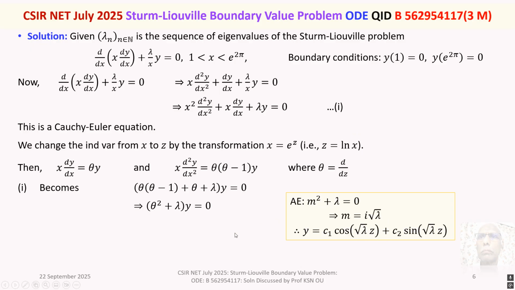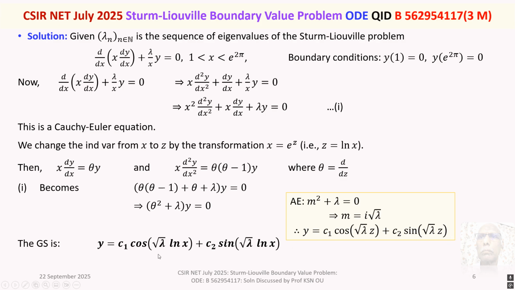Substitute z is equal to ln x in this. The auxiliary equation's complementary function itself is a solution for this, because the right hand side is 0. That is the homogeneous equation. Therefore, there is no particular integral. The general solution is y is equal to C1 cos of root lambda z, that is ln x, plus C2 sine of root lambda z, that is ln x.